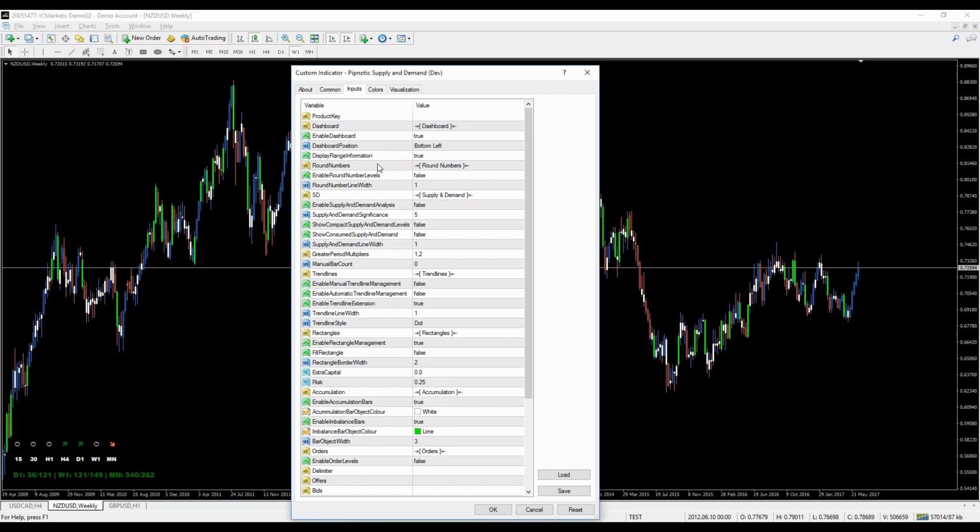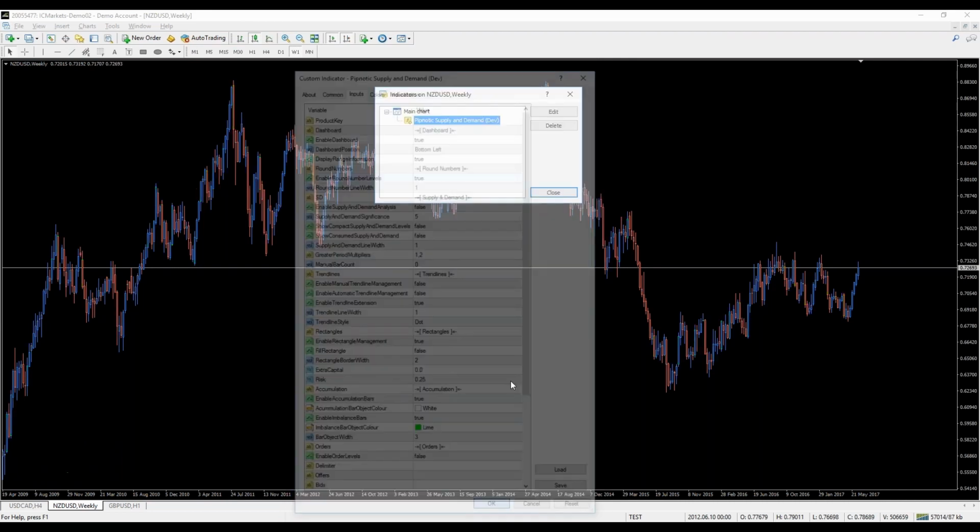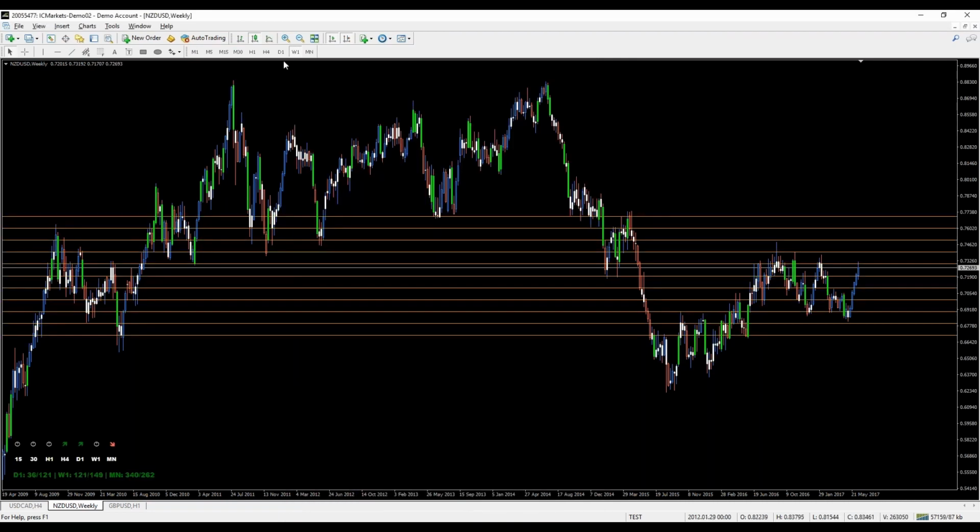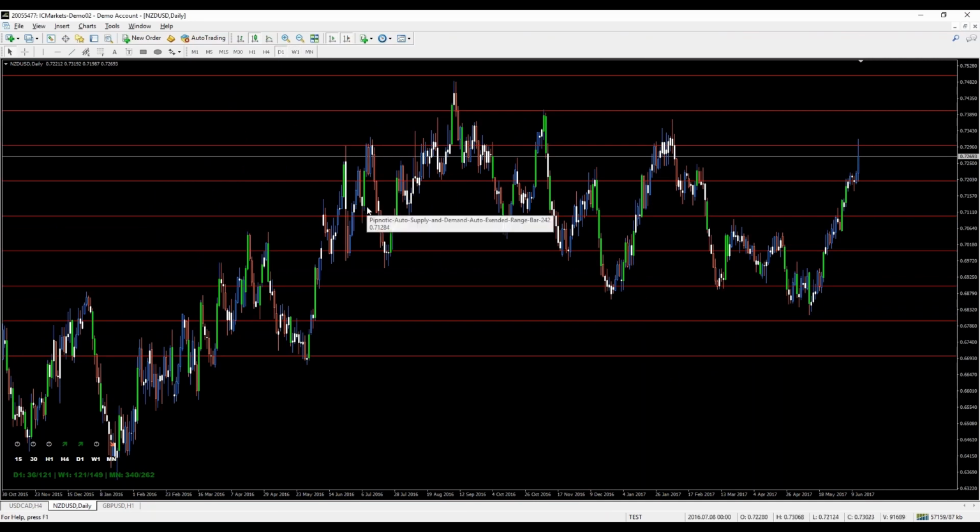And then we have another setting here, round numbers. And this is interesting because this enables you to view psychological numbers in the market. So if we enable this, we go down to a smaller time frame, you can see that we have these red lines, and these are at multiples of 100 pips. And this is a beauty because you can see at the very bottom of this area of supply, we overlap nicely with the big figure, the 7,400. The price came up to that area and then it dumped.